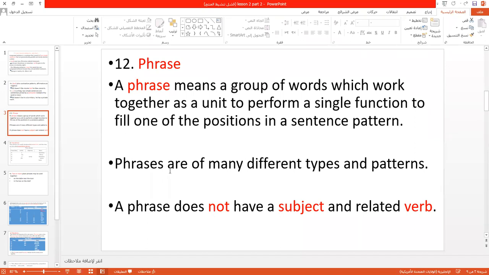Phrases are of many different types, of course. For example, we have verb phrase, noun phrase, adjective phrase, etc. And a phrase does not have a subject and related verb. Pay attention to this. We can't find a subject and related verb in a phrase. This is the main difference from a sentence. In a sentence, we must find a subject and the verb, but in a phrase we don't see such a thing.